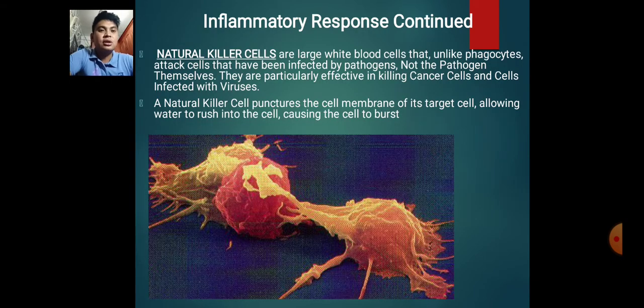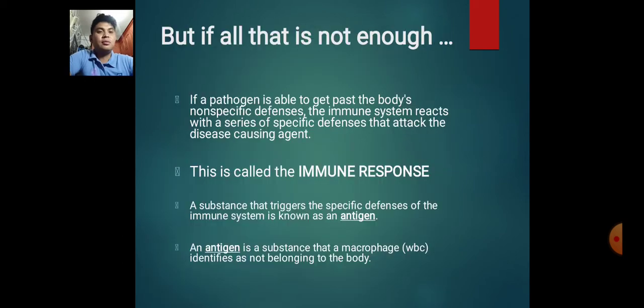Natural killer cells are large white blood cells that, unlike phagocytes, attack cells that have been infected by pathogens, not the pathogens themselves. They are particularly effective in killing cancer cells and cells infected with viruses. Wow! A natural killer cell punctures the cell membranes of its target cells, allowing water to rush into the cell, causing the cell to burst.